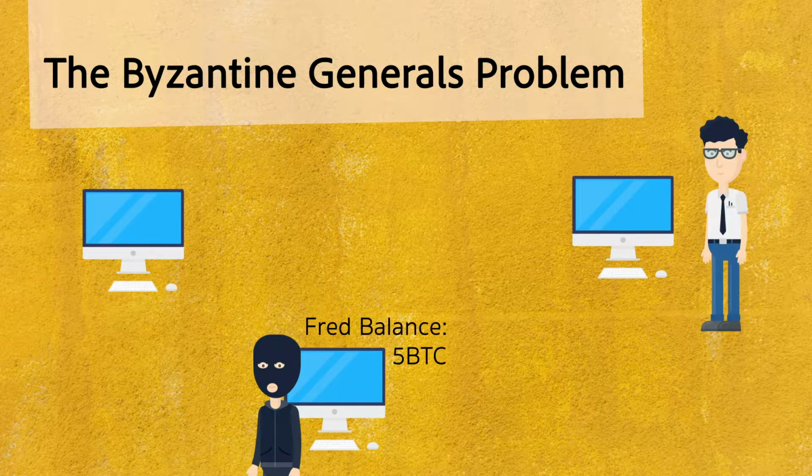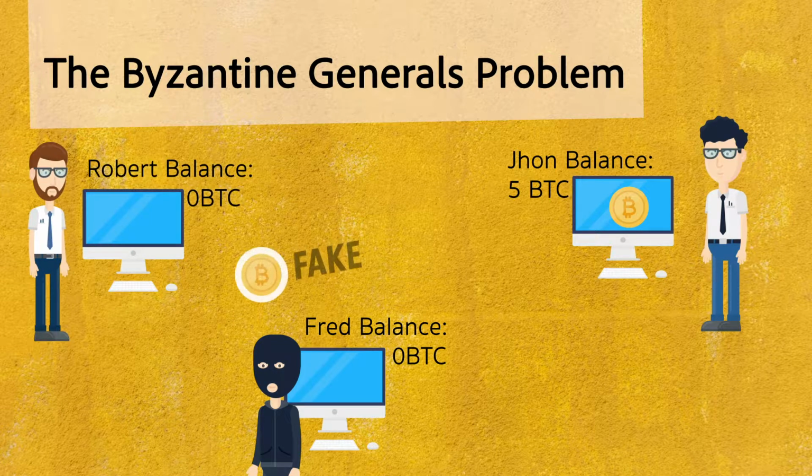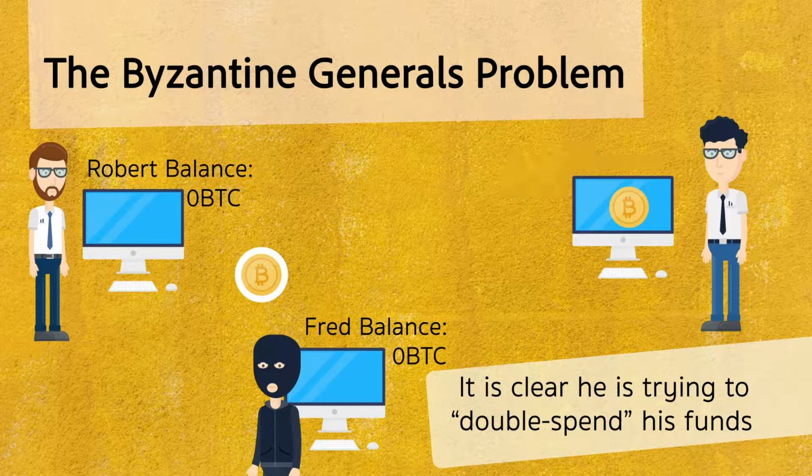A person acting as a malicious node with the name Fred may send a transaction stating that he sent 5 Bitcoin to John to one part of the network. Then he may send another transaction stating he sent 5 Bitcoin to Robert. Fred only has 5 Bitcoin in total, so it is clear that he is trying to double spend his funds.